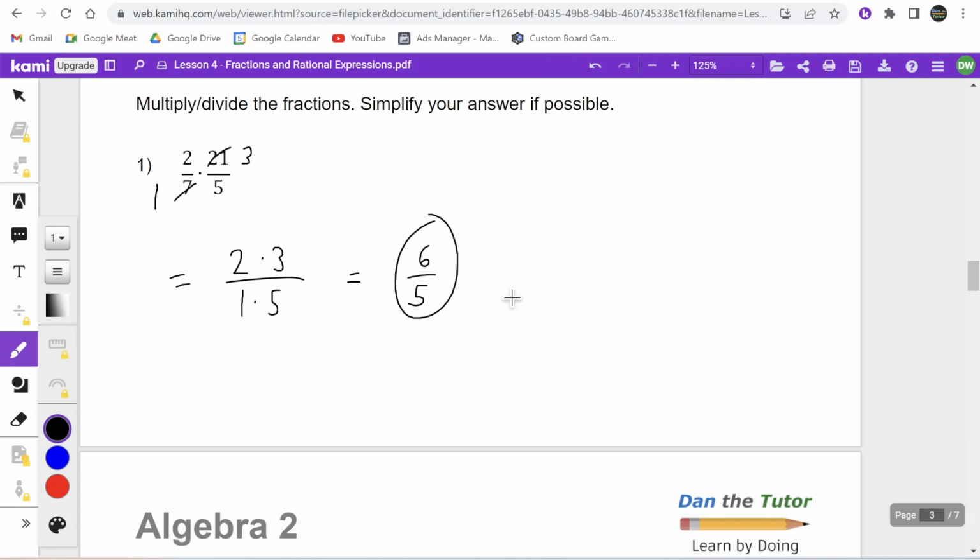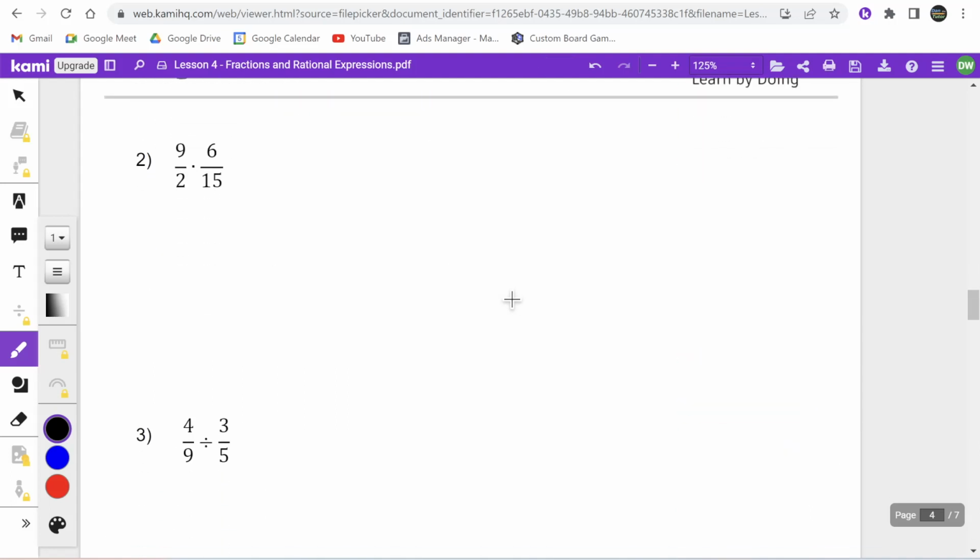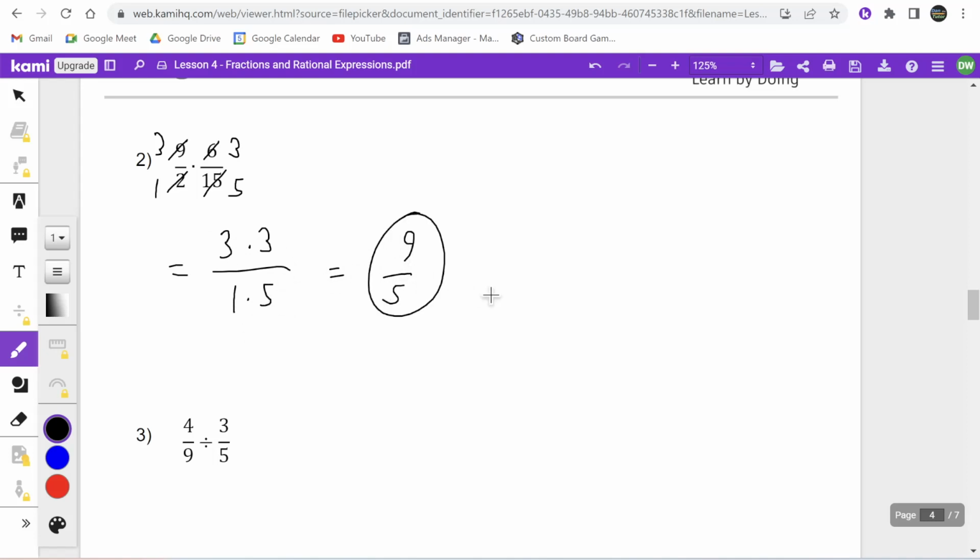Okay, then good. Now let's do the next page and we'll do some harder ones. Next, number 2. 9 halves times 6 over 15. So again, it looks like I have 9 and 15 are both divisible by 3. 9 over 3 is 3. 15 over 3 is 5. And then 6 and 2 are also divisible by each other. Like they're both divisible by 2. 6 over 2 is 3. 2 over 2 is 1. It looks like this is going to reduce to the numerator, which is now 3 times 3, divided by 1 times 5. And then that's just going to equal 9 over 5. And there's our answer. Any questions?